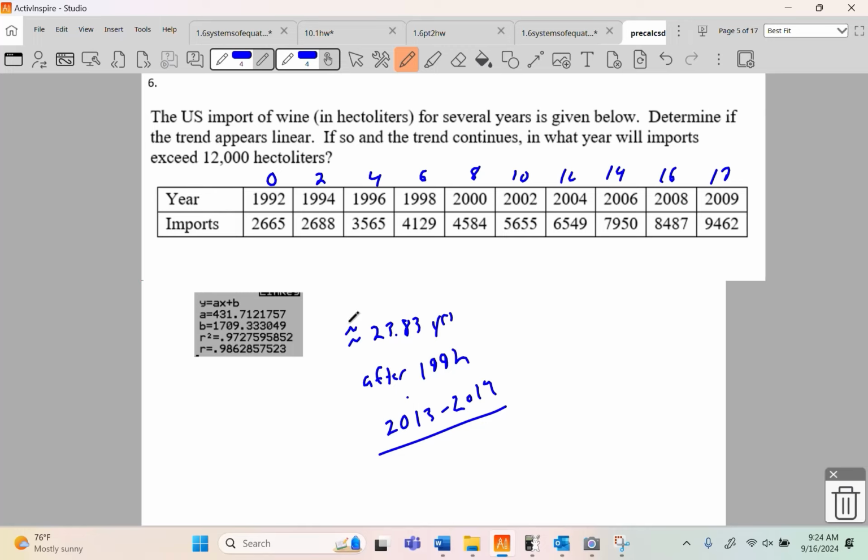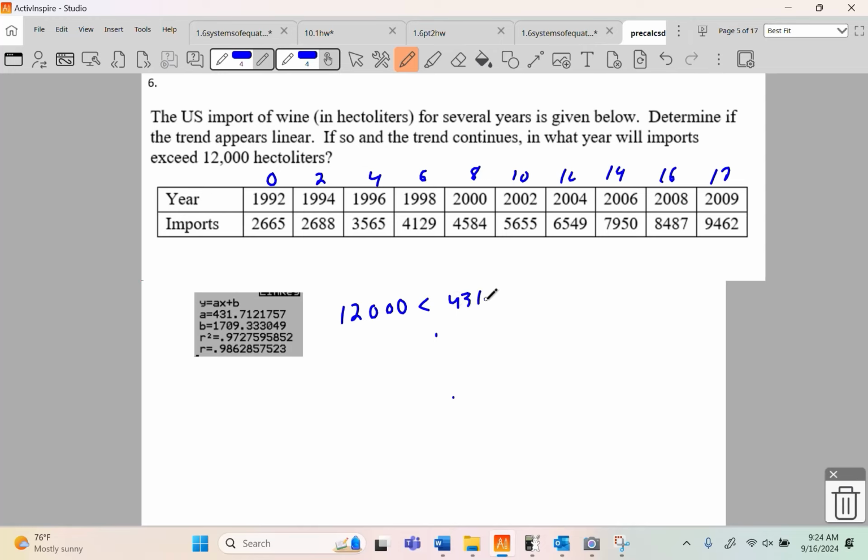Now, compare and contrast that with the algebra that I'd have to do. The algebra that I would have to do is just going to be kind of ugly. It's going to be 12,000 and actually want to exceed. So what does the equation exceed 12,000? 431.712x plus 1709.333. And then you would solve for x. And then add 1992. So you do it either way you want. I don't really care. Just get it right.